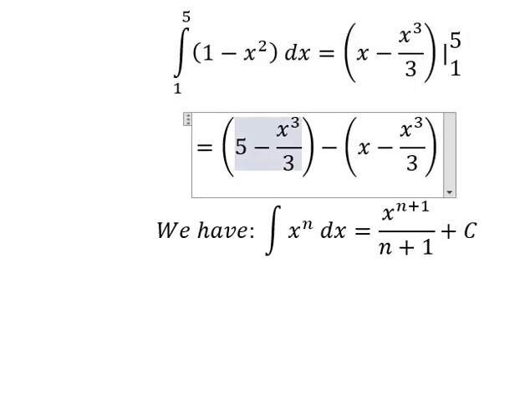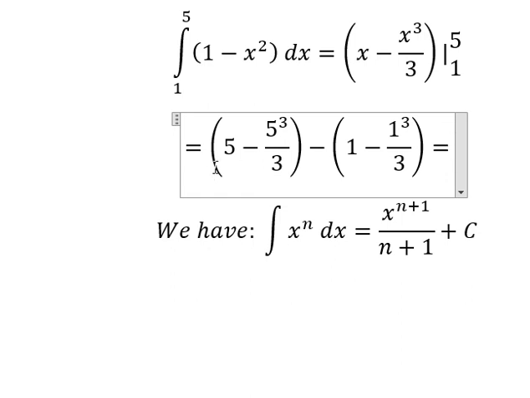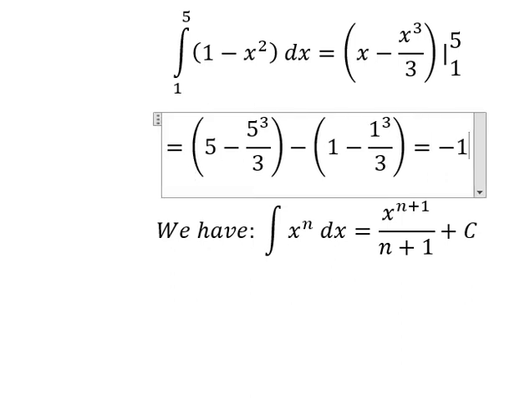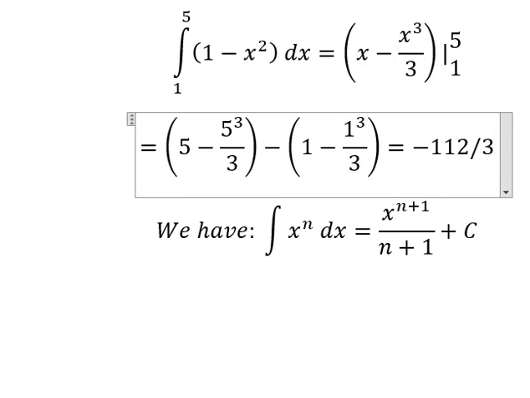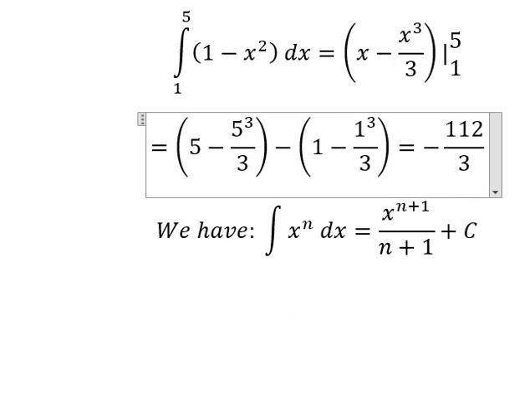So I will put number 5 in here and number 1 in here. So we calculate about this one. We have negative 112 over 3. And this is the final answer.